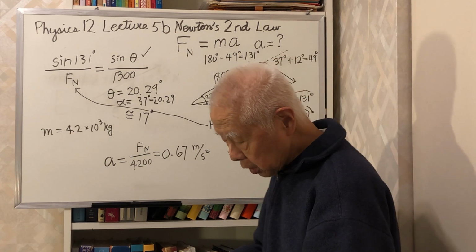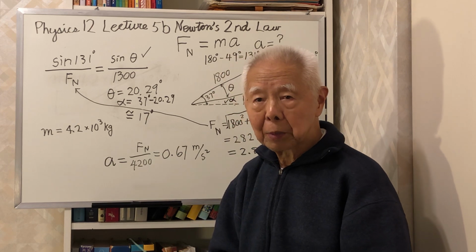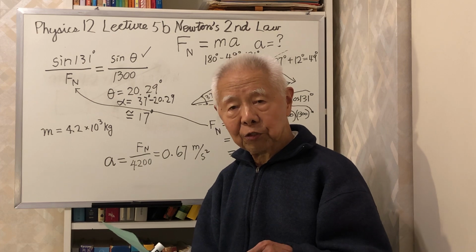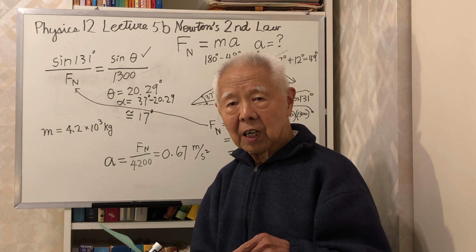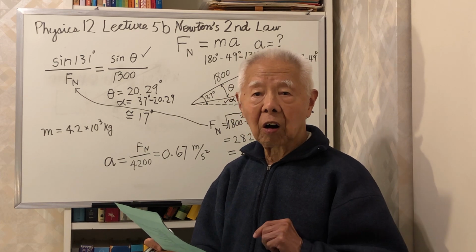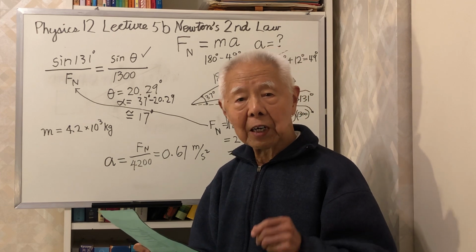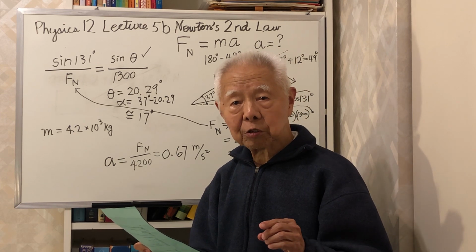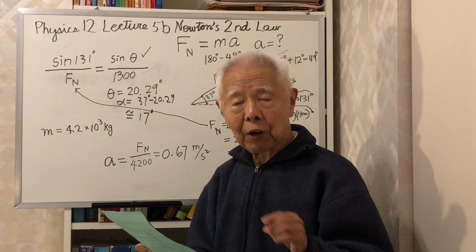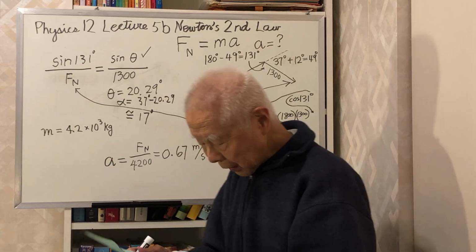So this question, the first step is to find the sum using the triangle method. Use the cosine law to find the net force. Once you have the net force, use Newton's second law to find the acceleration. So you need to find the magnitude of the acceleration and the direction of the acceleration. To find the direction, you use the sine law. So that's this question.